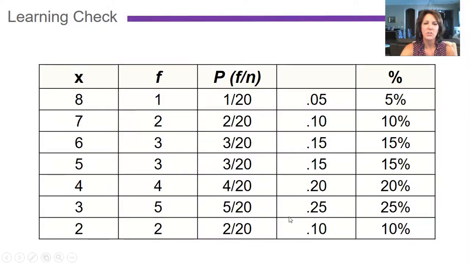And here are the answers. First of all, we had 20 as the total frequency, and then you just take that fraction for each one, convert it to a decimal, and then multiply that decimal by 100 to find the percentage.